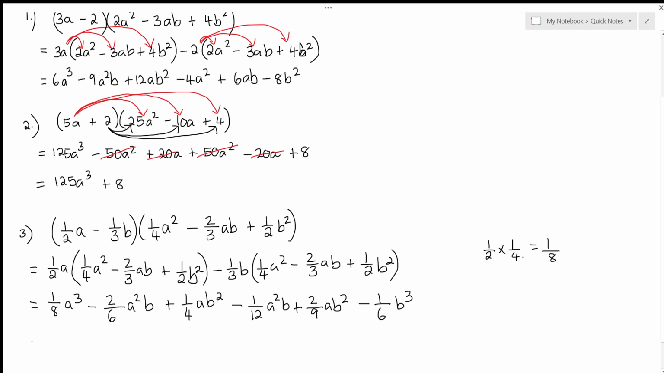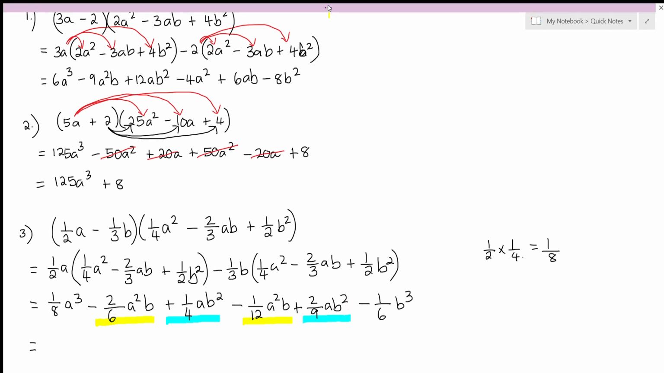Now we look at, do we have like terms? I'm just going to use a highlighter to identify. Here we have a squared b, that's the first one. A squared b, that's the next one. We have to add these like terms together. And here we have a quarter ab squared and 2 over 9 ab squared. So we have to add them together.